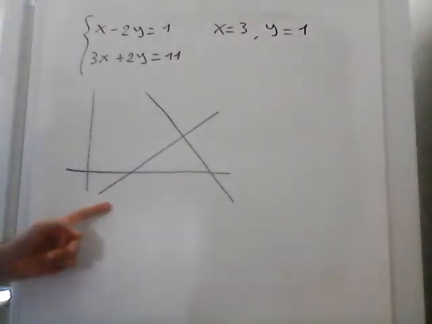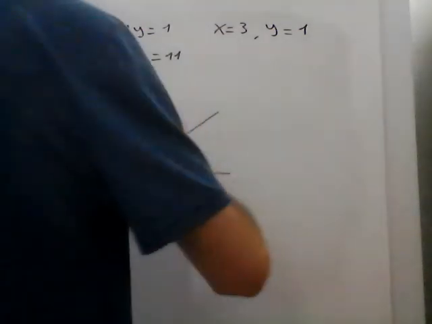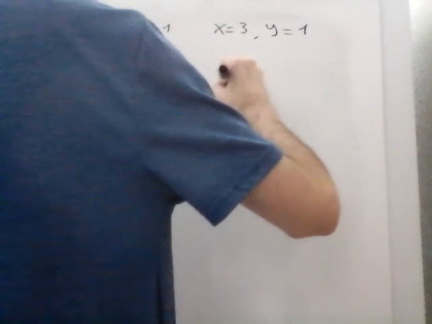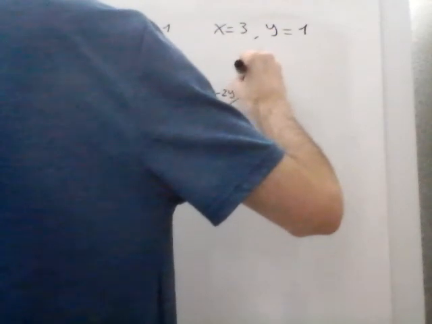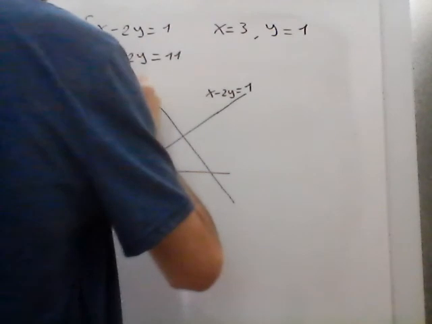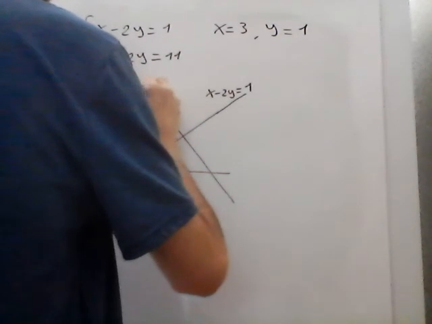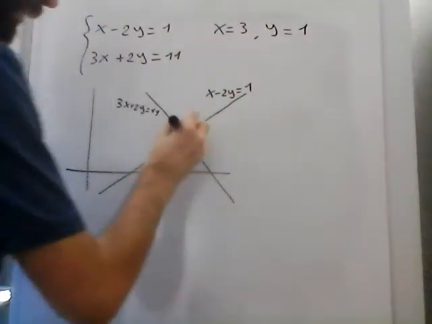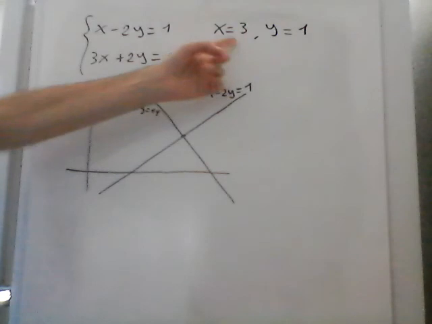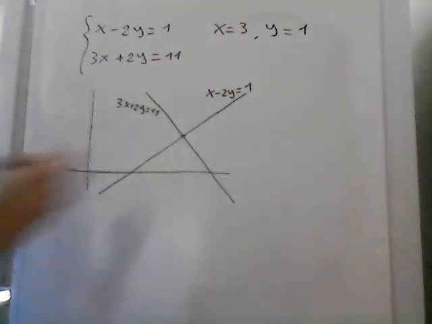Okay, so this is the line of the first equation, x minus 2y is equal to 1, and this is the line of the second equation. Okay, and they intersect in a point, and the coordinates of the point are exactly the solution of the linear system.